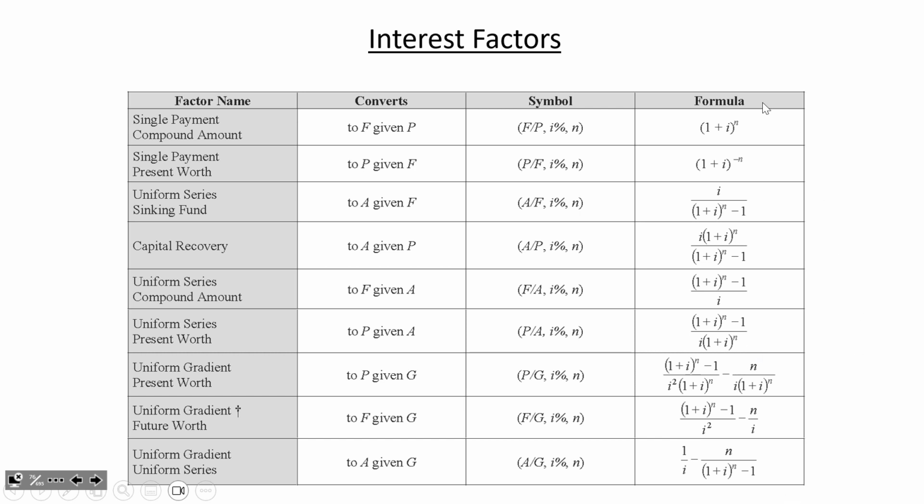So any questions so far on how to use this interest factor equation sheet? There are different names here: capital recovery, uniform series, and so on. It summarizes find A given F, find F given A, and so on. And then the symbol is just a reminder of how you would summarize a problem of that type.